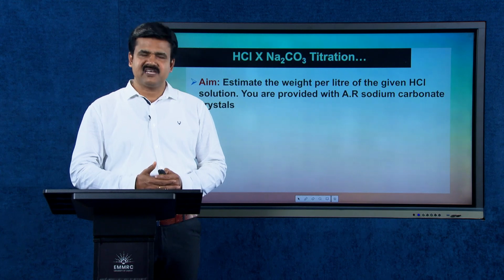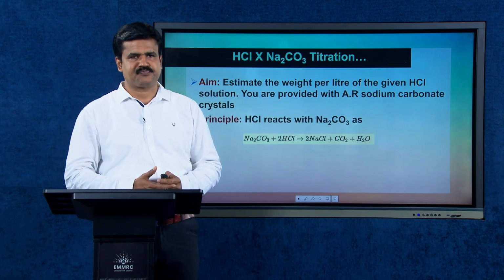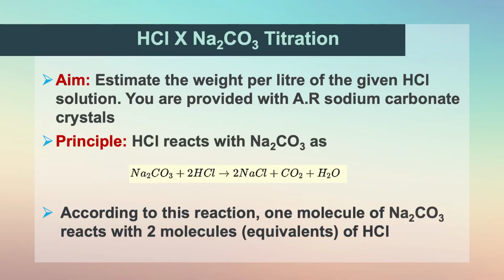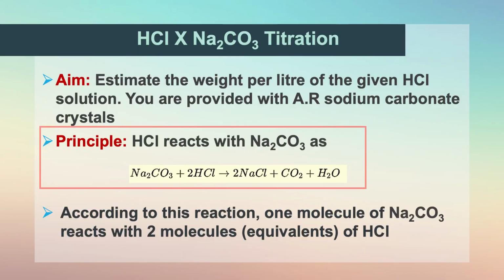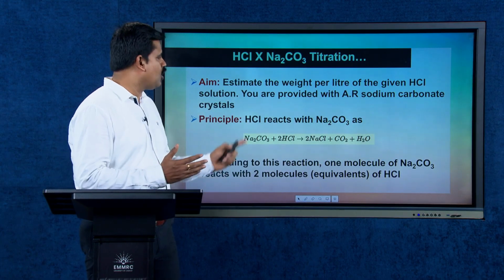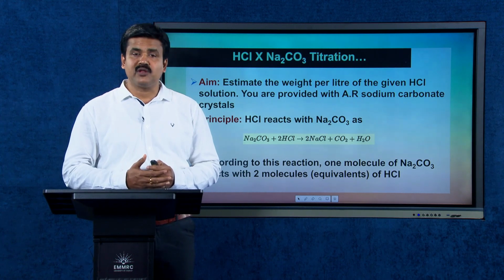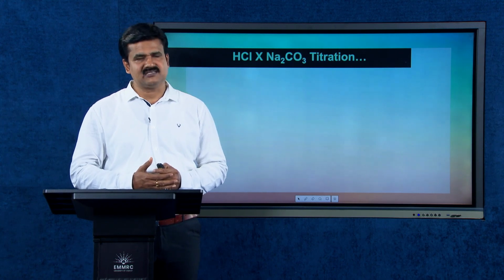So, we are discussing the titration between hydrochloric acid and sodium carbonate. The principle of this titration is shown here. Hydrochloric acid reacts with sodium carbonate as per this balanced chemical equation: sodium carbonate plus 2 molecules of HCl gives 2 NaCl plus carbon dioxide plus water. This is a clear-cut example of a neutralization reaction. According to this reaction, it is clear that 1 molecule of sodium carbonate reacts with 2 molecules or equivalents of hydrochloric acid.